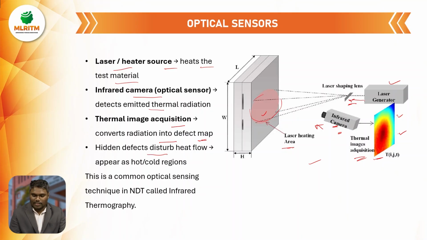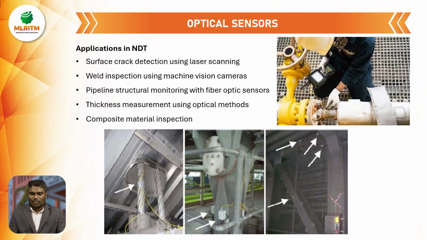Here, hidden defects disturb the heat flow. Where there is a disturbance to the heat flow, those are considered as defects. So hidden defects can be easily detected, appearing as hot and cold regions. This is the common optical sensing technique in NDT, called infrared thermography, and it has main applications in NDT.